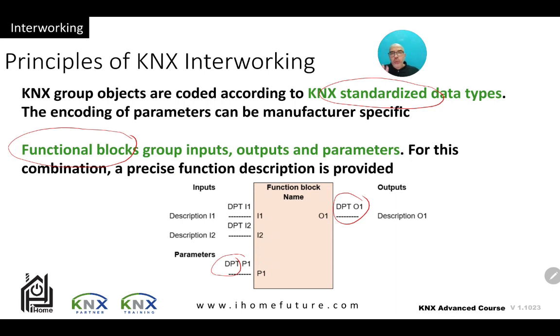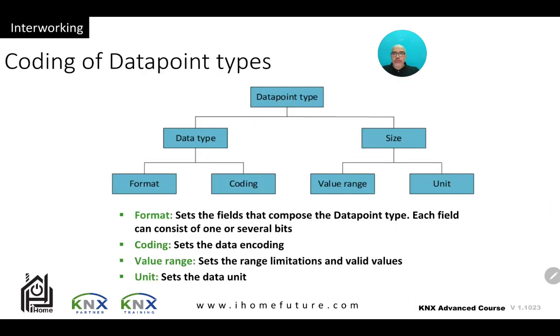And here we're talking about 2 types of standardization. One is the open or mandatory standard, which is related to the group objects. It should be coded according to the KNX standard, because these are the elements that will allow connection together. However, as a manufacturer, I can encode my parameters in the device itself based on my own standard. So the parameters are manufacturer specific.